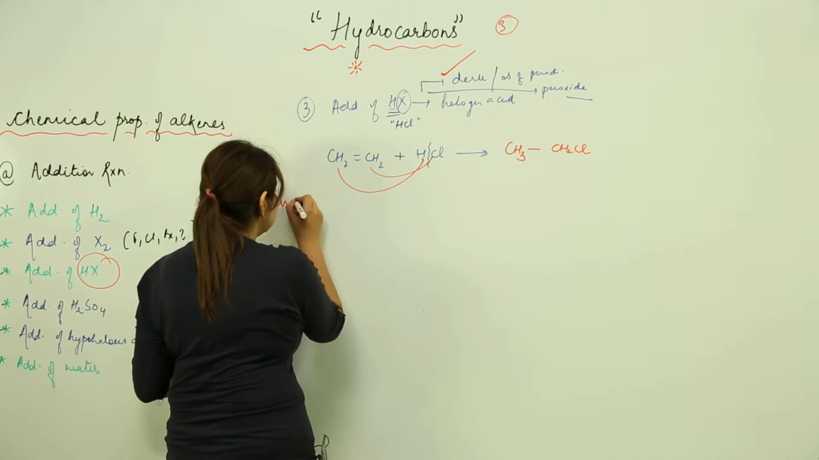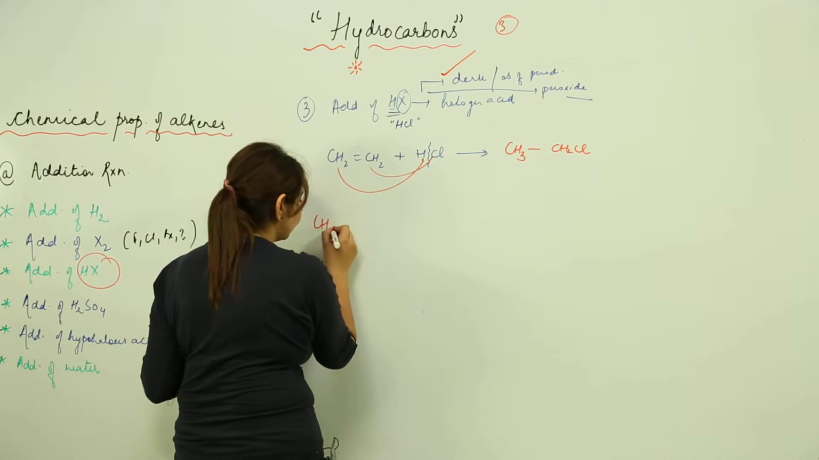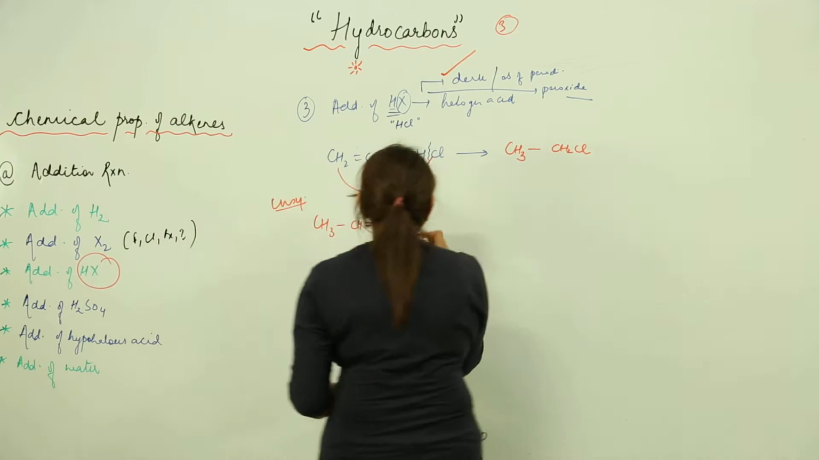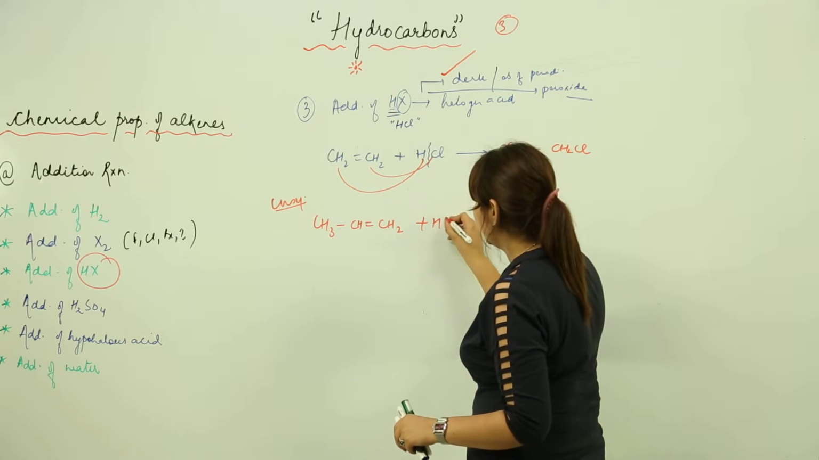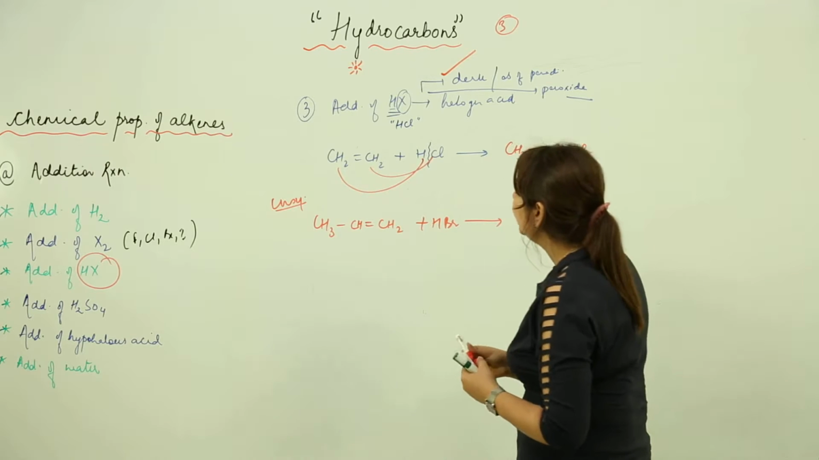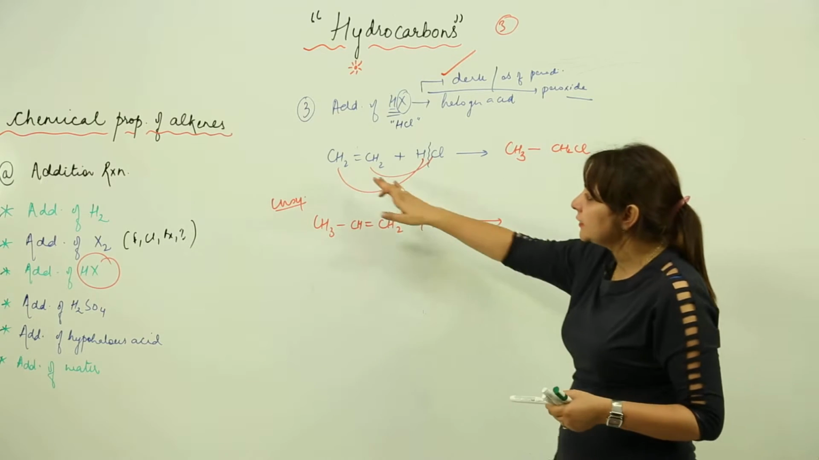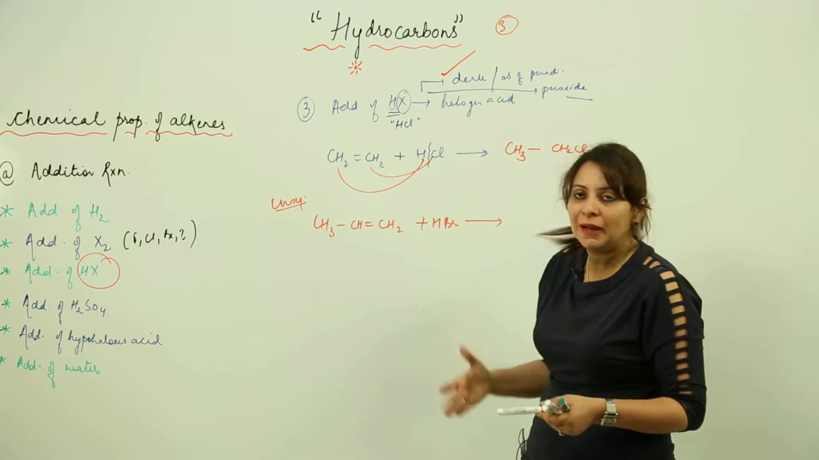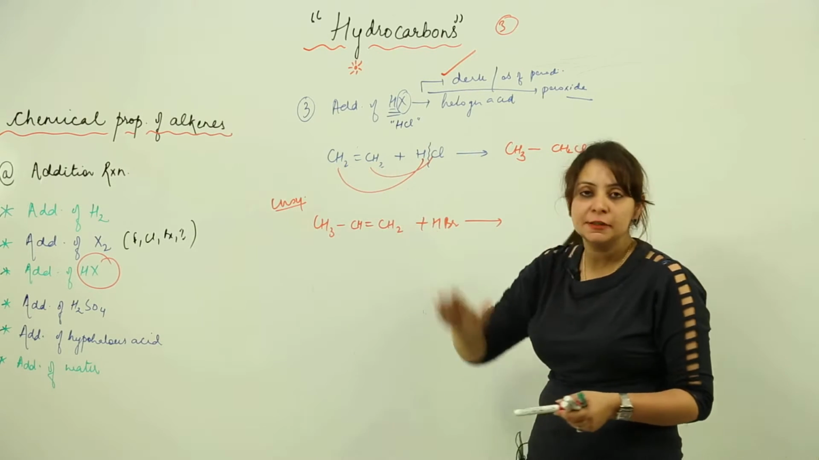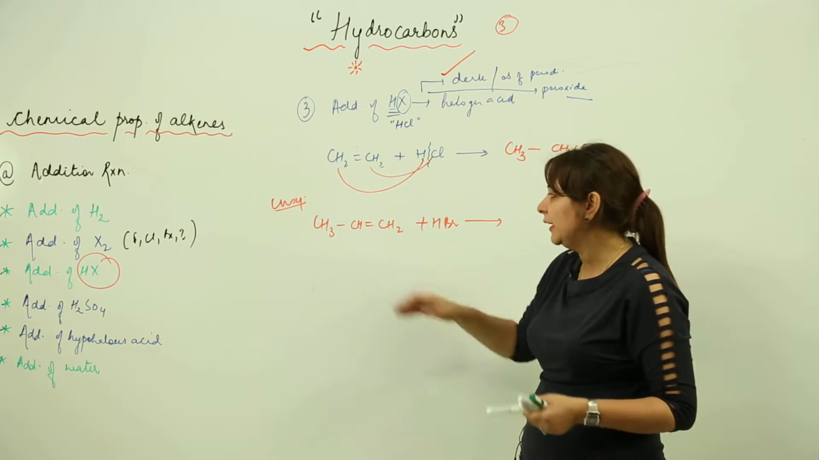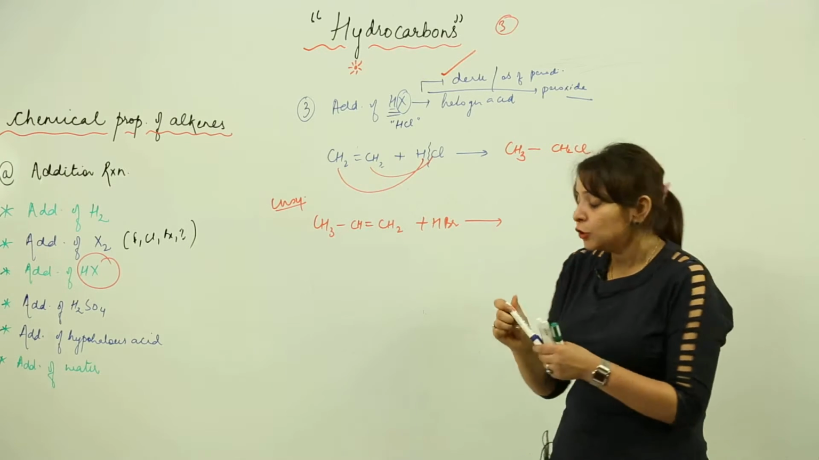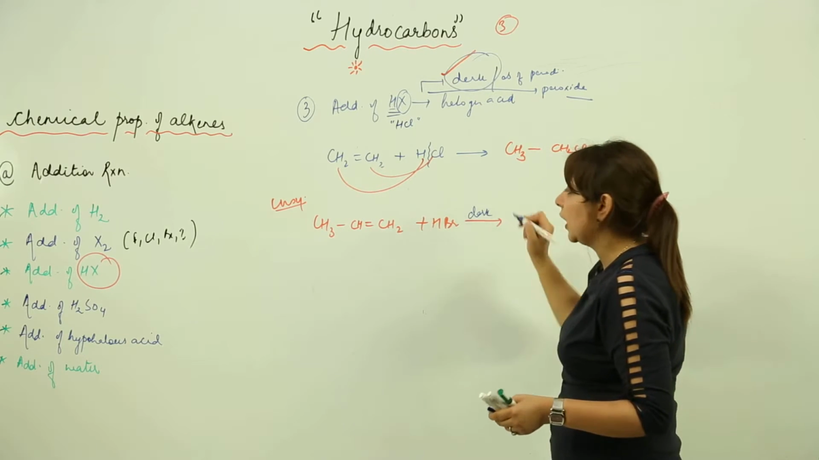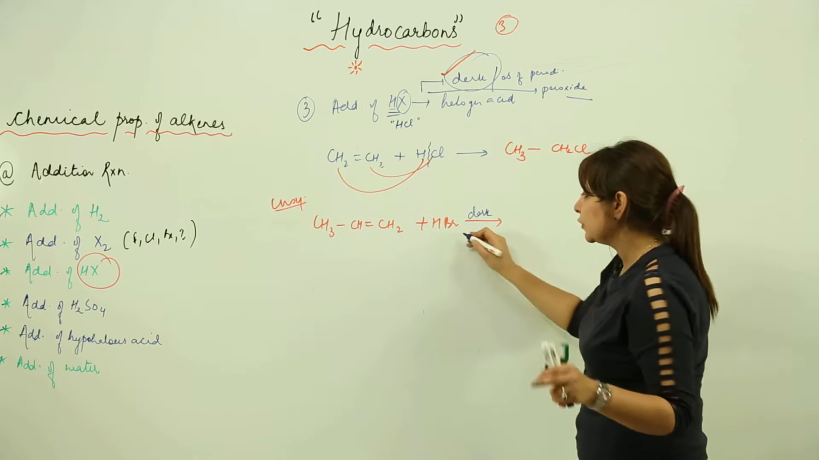So let's take an unsymmetrical alkene. Let's say this is my alkene, and I am going to add HBr to it. In the earlier case we had only two carbon atoms, so we could attach H to this or this, it doesn't matter, or attach Cl to this or this, it doesn't matter. But when we are talking about an unsymmetrical alkene, we can actually get two products. Let's say we are doing this reaction in the dark. So we can get two products actually.